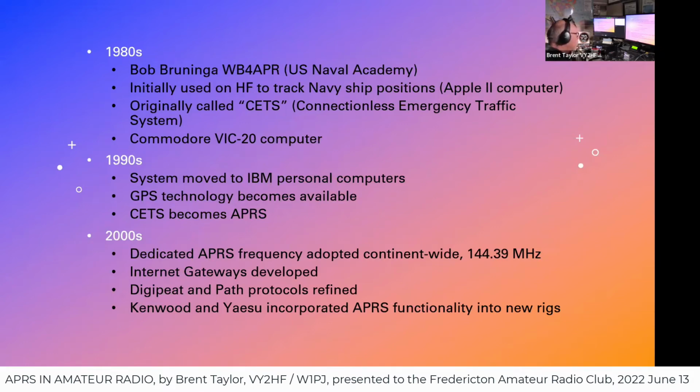About 20 years ago, a dedicated APRS frequency for each continent was chosen. In North America, that happens to be 144.39 megahertz. It's FM, and it is used around the continent, including, I think, Mexico, but there are different frequencies for Europe, Asia, South America, and so forth.